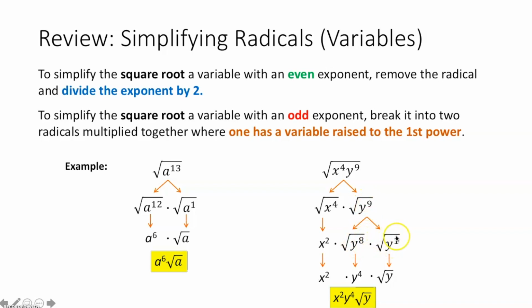When you multiply like bases, you add the exponents. Here, this is now an even exponent, so when you take the square root, just divide that by 2 and remove the radical. This one stays under the radical because there's no way you can simplify this any further, so this is your final answer.